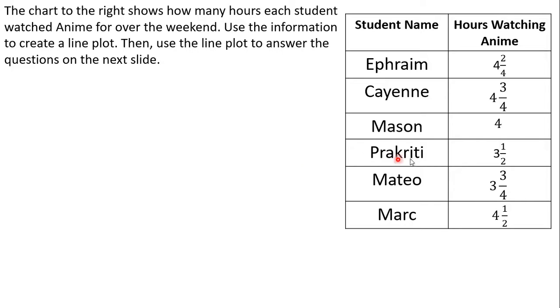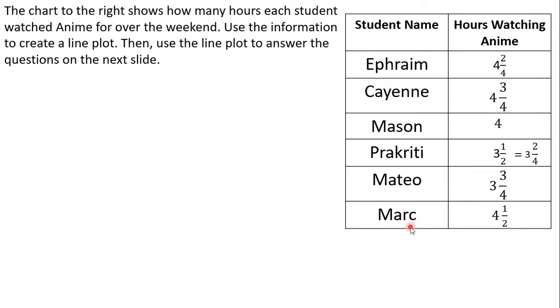So this chart on the right shows us how long each student watched anime for. We can see that a lot of these fractions have a denominator of 4, but not all of them. Creedy and Mark have a denominator of 2. Let's rewrite 1/2 so that the denominator is 4. Well, we know that 3 and 1/2 is the same as 3 and 2/4. So Creedy watched anime for 3 and 2/4 hours.